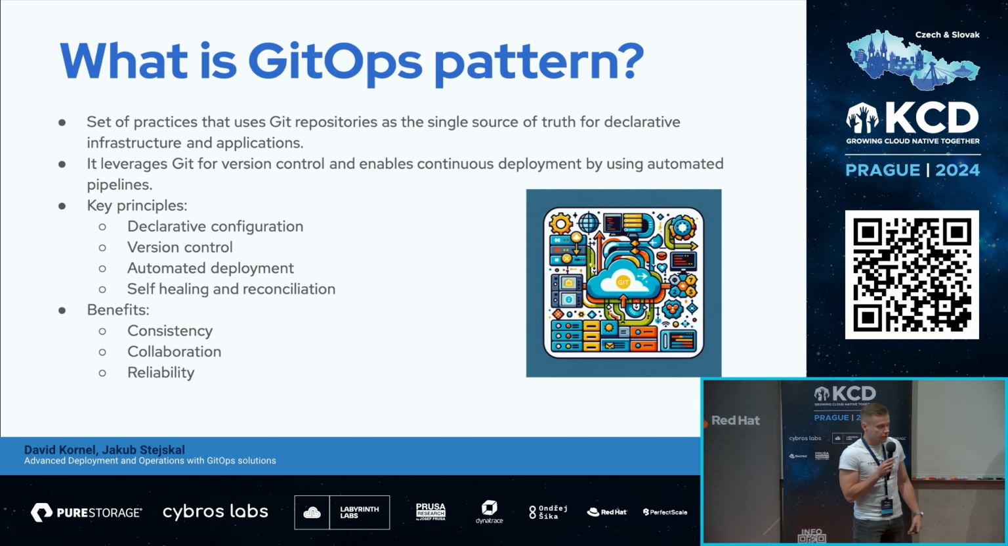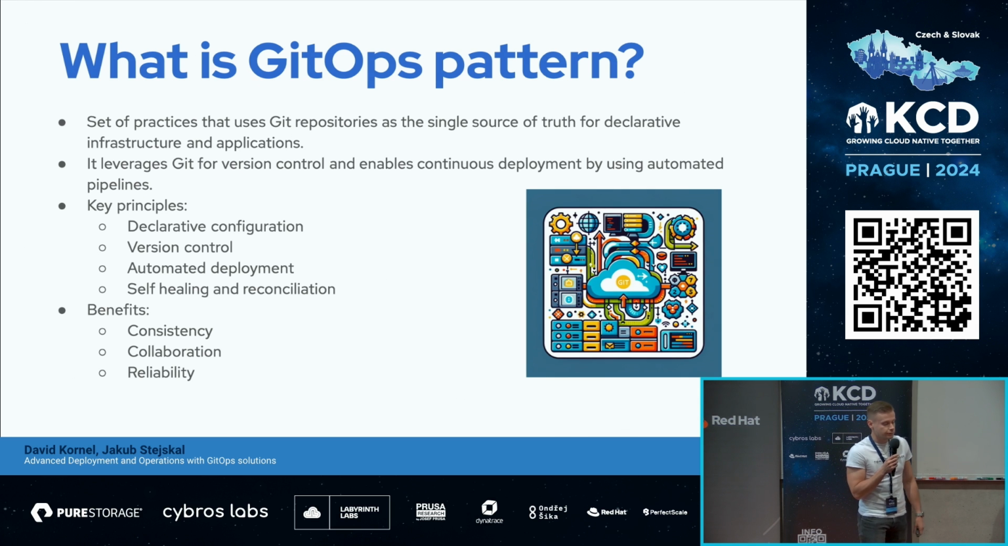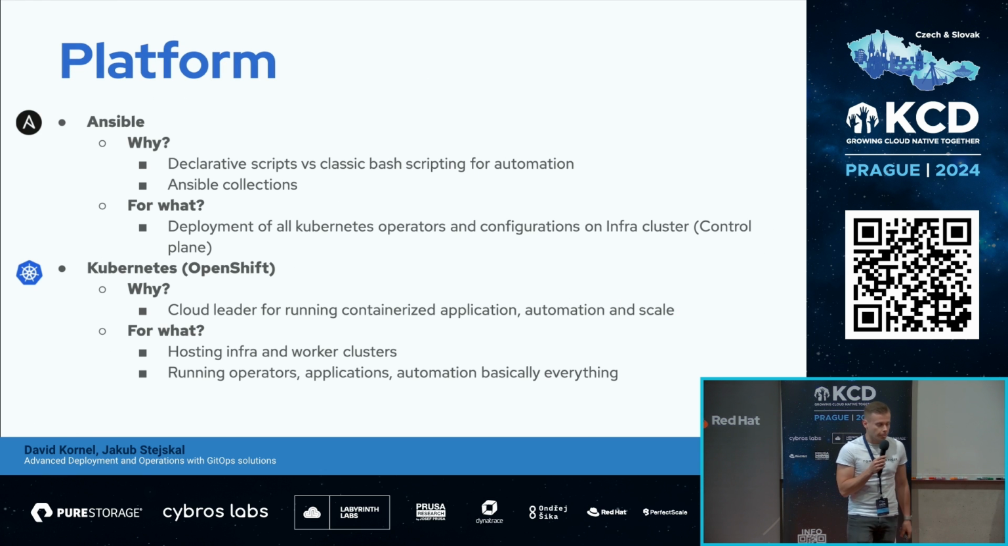Some key principles: declarative configuration and manifests for Kubernetes and our application, version control, and automated deployment, in our case using ArgoCD. And what are some benefits? I can highlight the collaboration, because there is a great opportunity to share knowledge between the developers and DevOps. And they can all collaborate in one repository and share their knowledge.